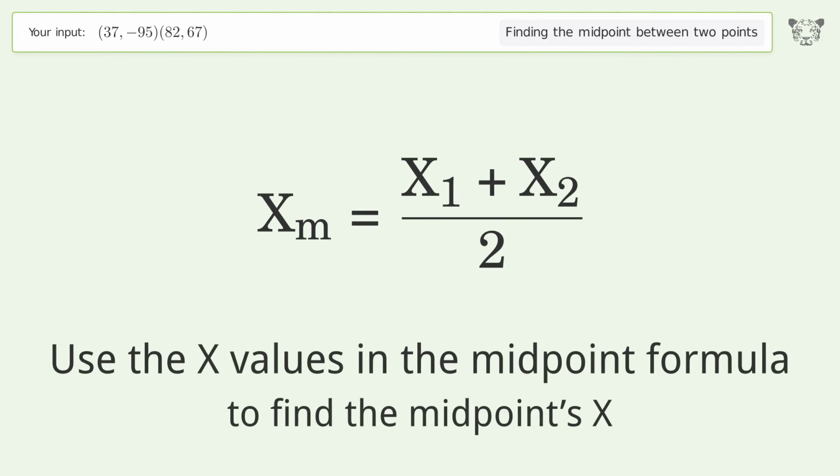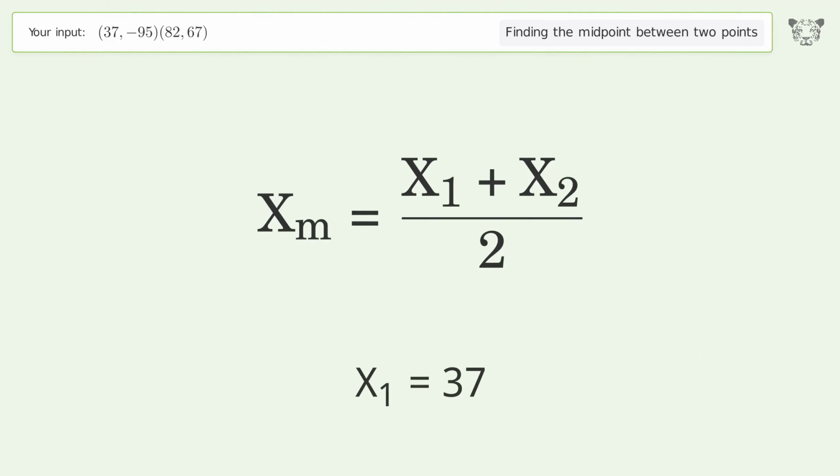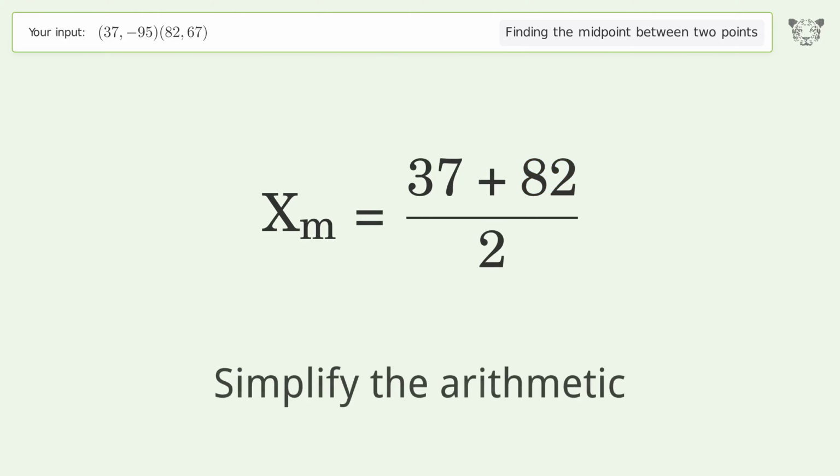Use the x values in the midpoint formula to find the midpoint's x. x1 equals 37. x2 equals 82. Simplify the arithmetic.